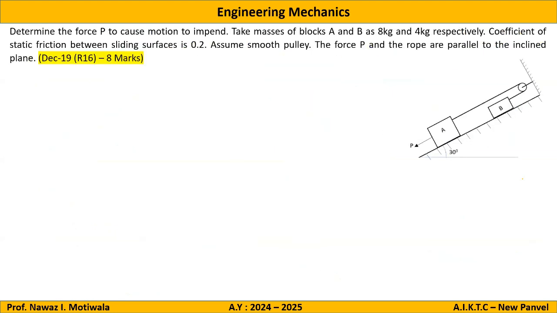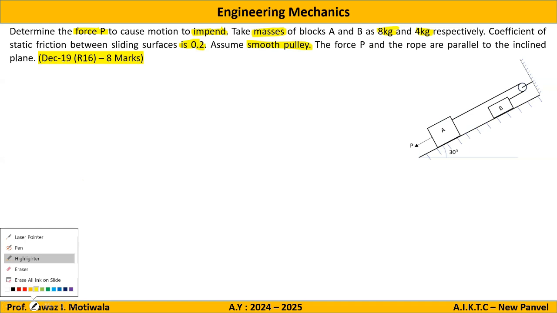The question says like this. Determine the force P required to cause the motion to impend. Take masses. Again, an important part. Here the mass is given, not the weight, of blocks A and B: 8 kg and 4 kg respectively. Coefficient of static friction between the sliding surfaces is 0.2. Assume the pulley to be smooth. The force P and the rope are parallel to the inclined plane. So that means this angle and this angle will be same.